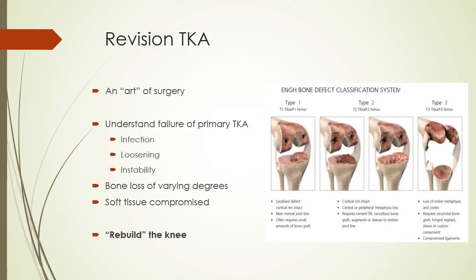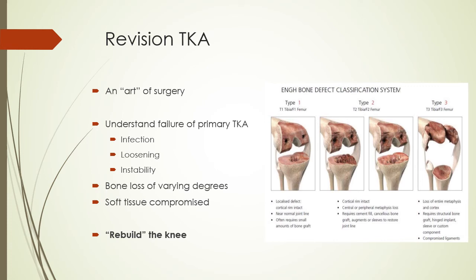Moving on to revision TKA, it's a whole lot of art of surgery we could pretty much spend a whole day talking about. So today is only a high-level summary. The primary TKA top reasons for failure: infection, loosening, and instability. And when they pass on to the revision stage, the revision TKA has to address some of the failure mechanisms that caused the primary TKA to fail, and also the knee comes in after removal of the primary device, often with bone loss of varying degrees.